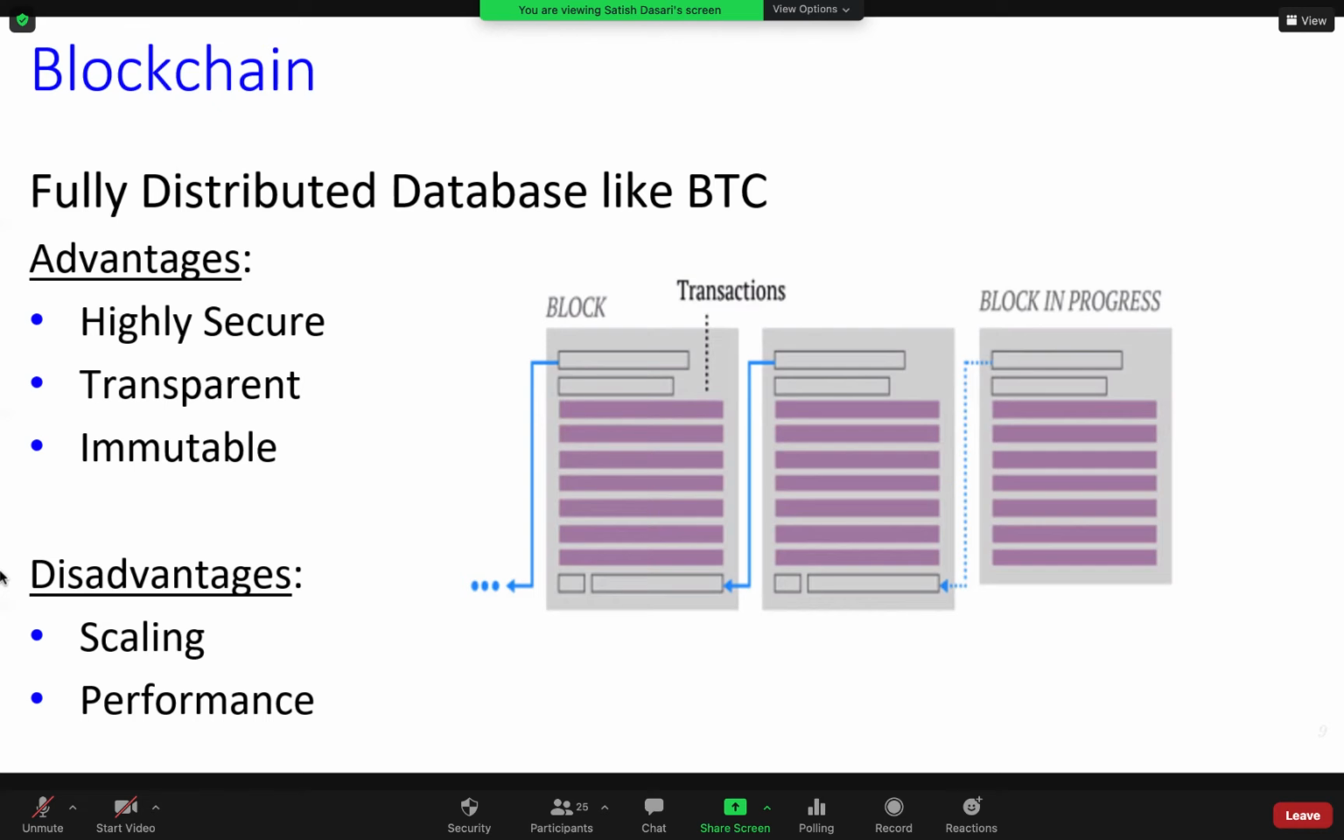The disadvantages, as usual: centralized systems offer more scaling and performance, where blockchain lags on these two parameters. But this is not going to be the case going forward, as lots of projects are working on top of it to bring scaling into the mix of blockchain without compromising the advantages it offers today. Centralized systems have been in this market for 30 or 40 years, whereas blockchain is not even 10 years old. So I think, given time, blockchain is going to be as scalable as any centralized system.